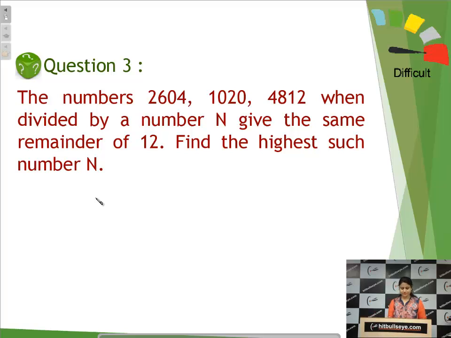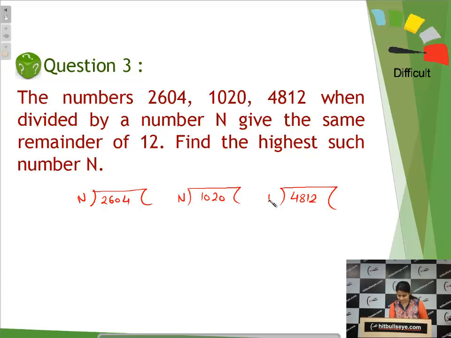Now see the next question. First of all, we will try to understand the meaning of this question. It says the numbers 2604, 1020 and 4812, when divided by a common number n, leave remainders of 12. In every case, we are getting a remainder of 12. So, if we subtract 12 from these numbers, we will get remainder as 0.